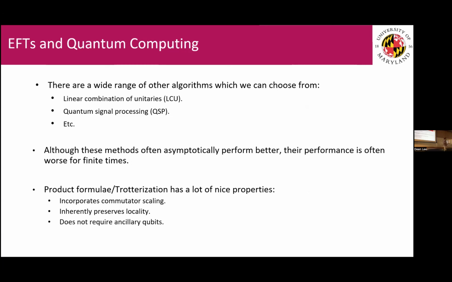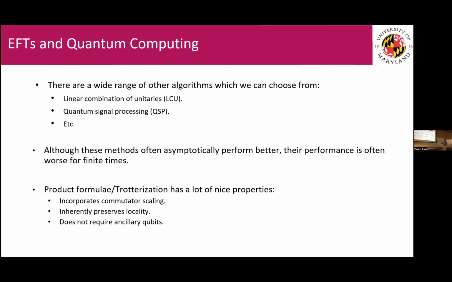Why aren't we using them? And there are two reasons. I'll expand on this a little bit later, but the fundamental idea is that although these algorithms often have asymptotically better performance, they lack a lot of very nice properties. In particular, if you actually run these algorithms and see how they perform at a particular time step and a particular Hamiltonian, their performance is actually often worse.